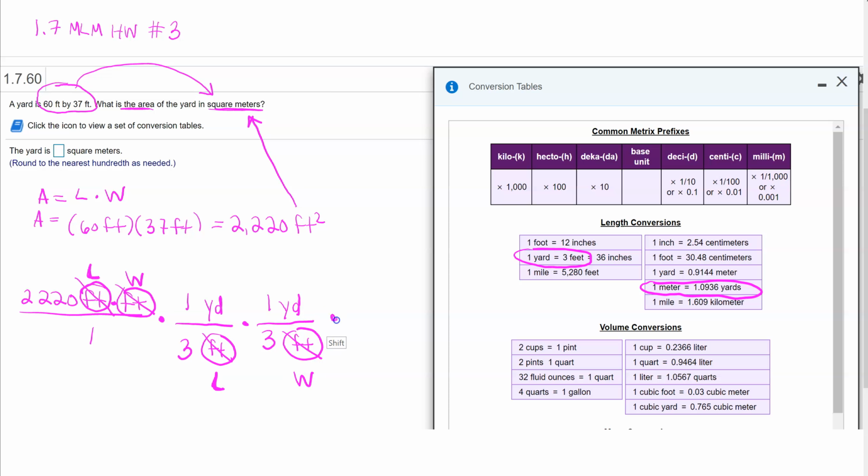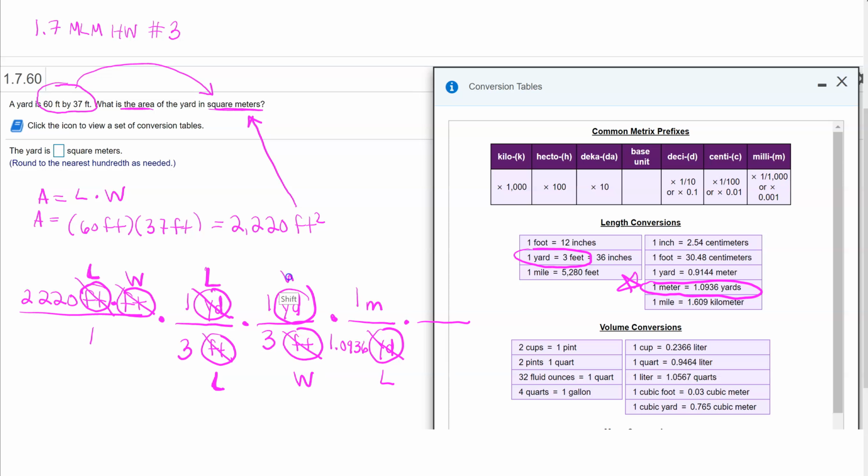But I want meters, so I'm going to do 2 more conversion factors. Right now my length is in yards, so I'm going to put yards in the denominator since my length is currently in the numerator up here. So what do I know about yards? I know that 1.0936 yards cashes in for 1 meter. So now my length has been converted to meters.